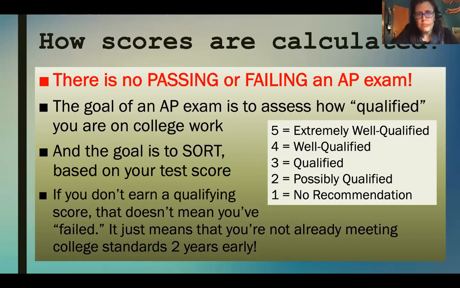And so if you don't earn a qualifying score, if you earn a 2 or a 1, it doesn't mean that you failed. It just means that you're not already meeting those college standards 2 years early. And not everybody can meet those college standards 2 years early. Not everybody's supposed to. The thing that you guys are biting off here is a very large piece. And so there's no shame in not quite being there just yet.